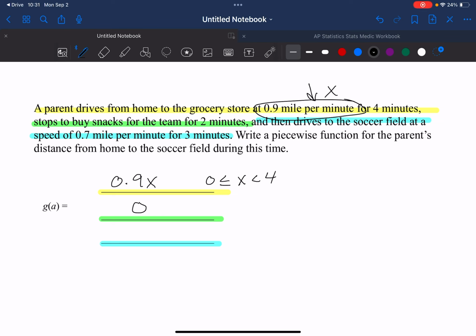And then it says for the team for 2 minutes. So we're starting at our 4 because that's where we left off. And then 2 minutes above this is going to give us 6. So 4 less than or equal to x, less than or equal to 6. Then it says she drives 0.7 miles per minute. That's going to give us our x. So 0.7x for 3 additional minutes. So we are starting at our 6. So 6 less than x, less than or equal to 6 plus 3 more minutes is 9 minutes. And this would be our answer.